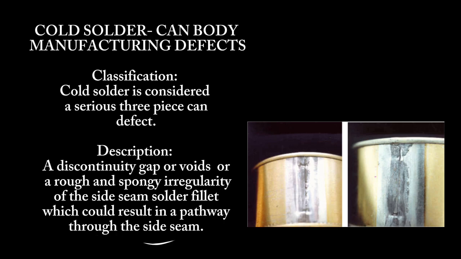This defect is most likely to appear at the ends of the side seam, known as the lap area. However, detecting it accurately often requires tearing down the can's side seam and double seam for close inspection. The primary cause of cold solder is solder that is applied at too low a temperature, preventing it from flowing and bonding effectively to the metal surfaces.